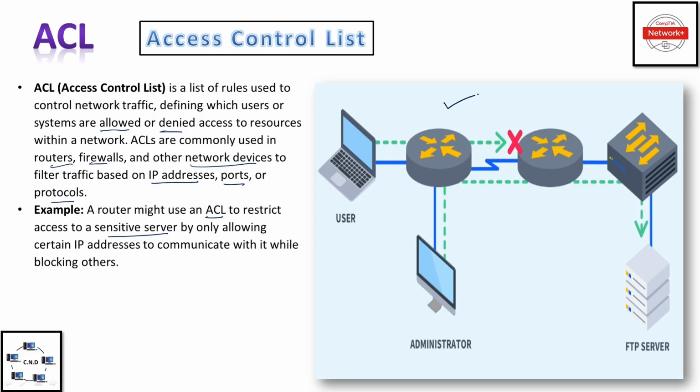So, in this example, we can see in this diagram that if we want this user not to access this FTP server, we can configure an ACL over this router, and in this way we can block this user from accessing this FTP server.